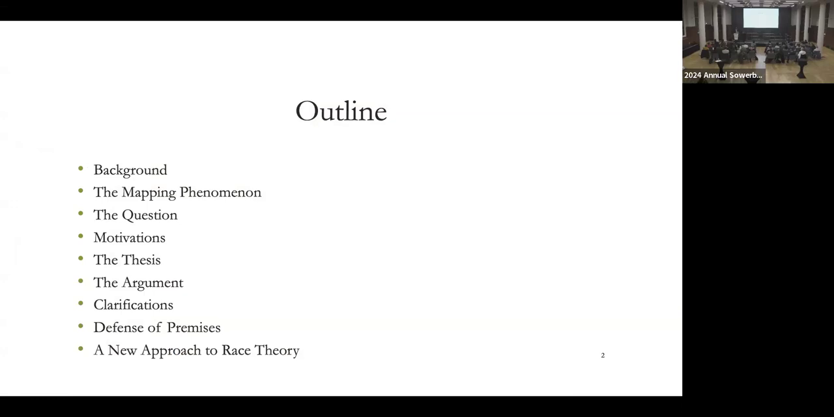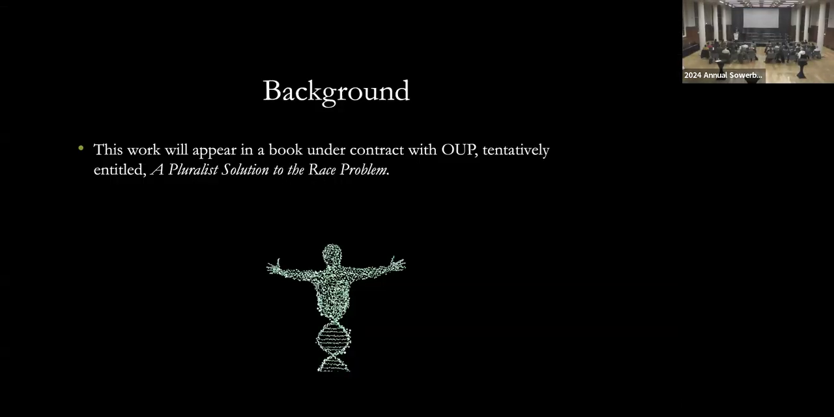I'll give my sort of answer to the question, my thesis, present the argument, clarify key terms in the argument, defend the premises, and then try to point out some implications for race theory by way of a new way of doing race theory and see how that bleeds into lessons that we can apply to the racial health disparities problem. So this work will be forthcoming in a book I'm currently working on for Oxford University Press, A Pluralist Solution to the Race Problem.